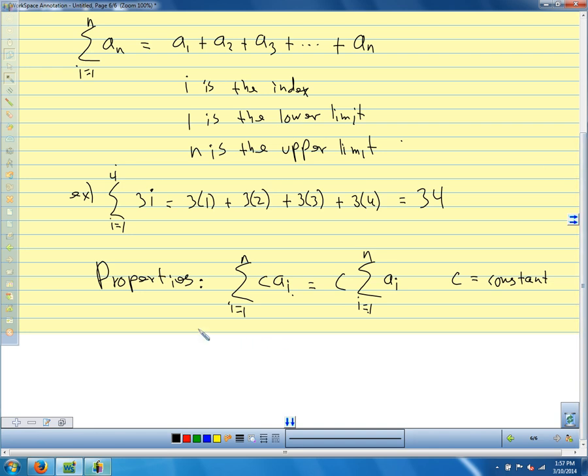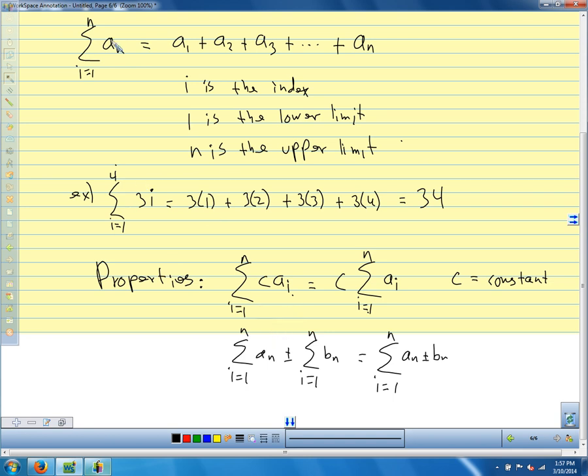I can add or subtract two sums from each other. So the sum i equals 1 to n of a sub n, plus or minus the sum i equals 1 to n of b sub n, I can just add each term together and have one sum. So I don't have to add them together at the end. I can add them term by term. So those are a couple of properties of sums.